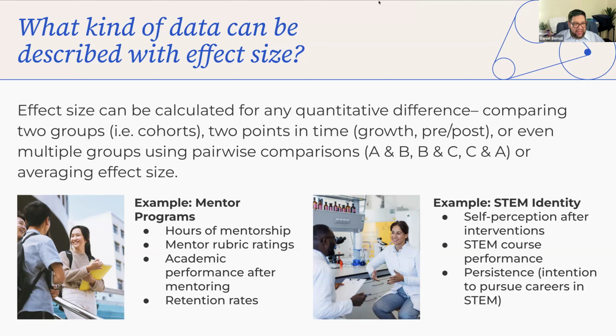So to ground this a little bit, I wanted to think of some examples, especially that might be relevant to folks on the STEM track. So if you have mentor programs, this could be, what is the hours of mentorship that students in your cohort are receiving? Why might they be receiving differing hours? And what is the meaning behind that difference, right? Mentor rubric ratings, if mentors are evaluating their cohort. Academic performance after mentoring. So if your intervention is mentoring, how can we see what impact that might be having on student academic performance? Retention rates in your mentor program.